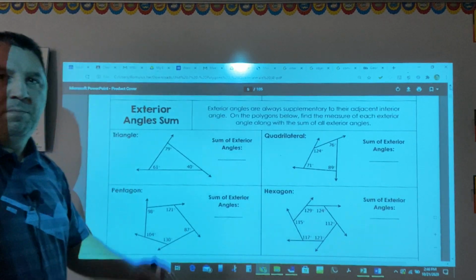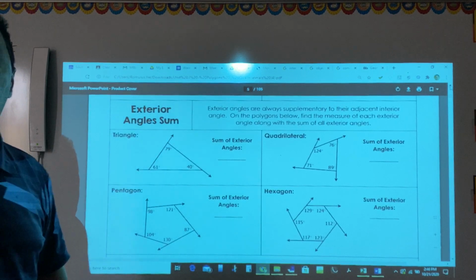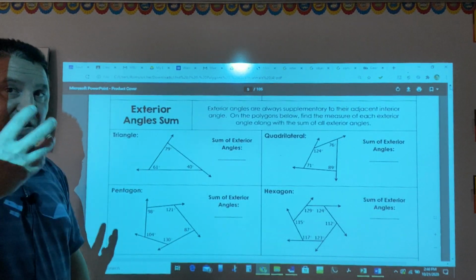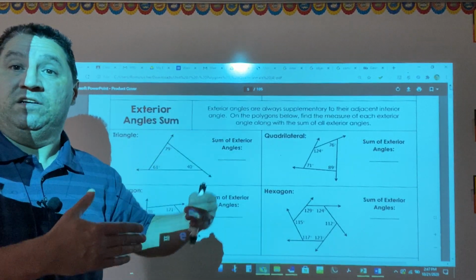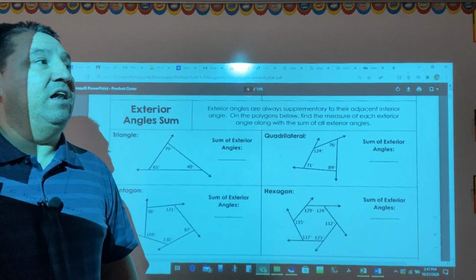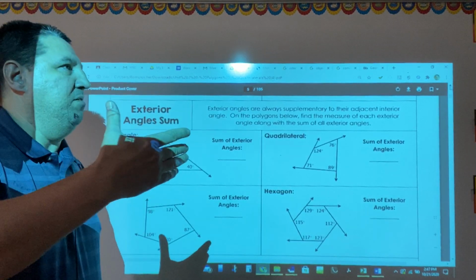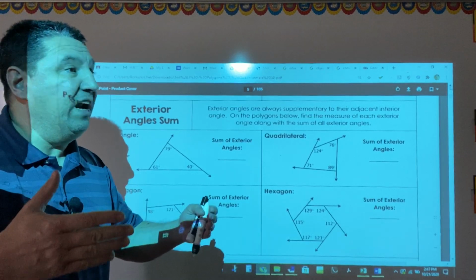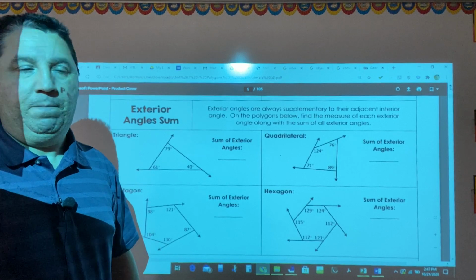Today we'll talk about the exterior angle sum of a polygon. In this lesson, we'll find what is the sum of exterior angles of a polygon and use this formula to find eventually the measure of one exterior angle or even the number of sides of a polygon.